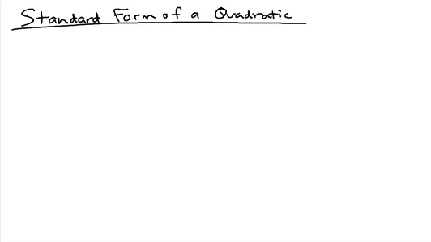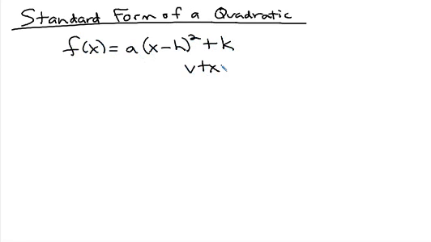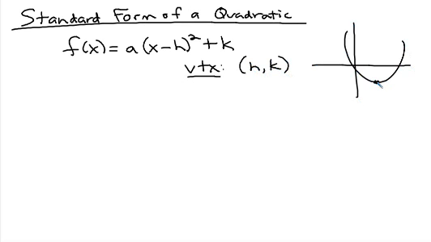All right, today we're going to talk about how to put a quadratic function into standard form. Standard form is this: a times (x minus h) quantity squared, plus k. And when it's in this form, I know that the vertex has the coordinates (h, k). The vertex, remember, is this point down here, (h, k).